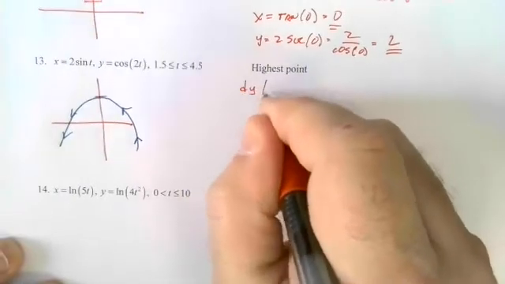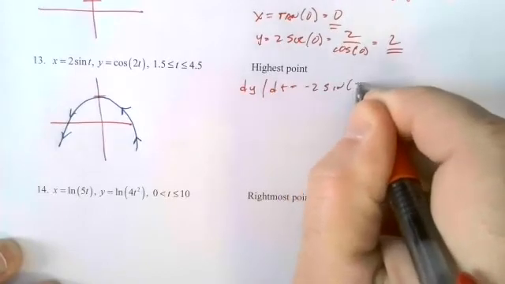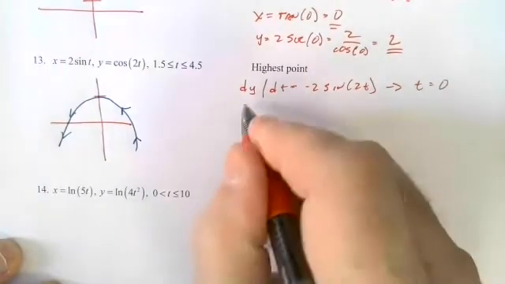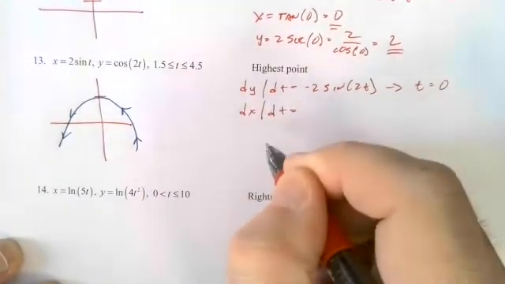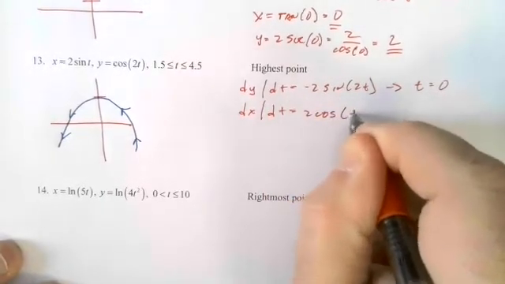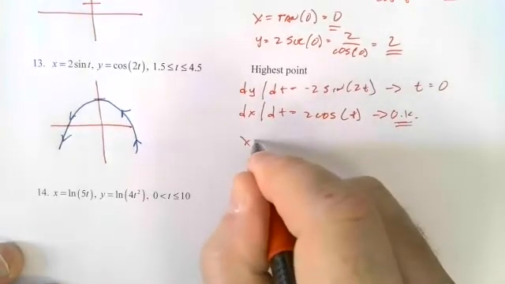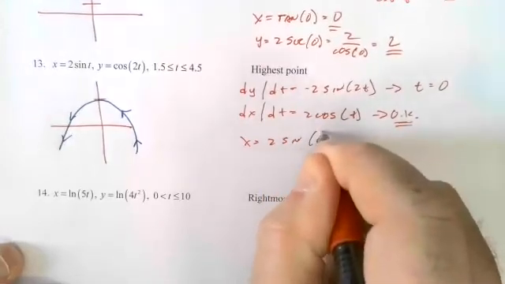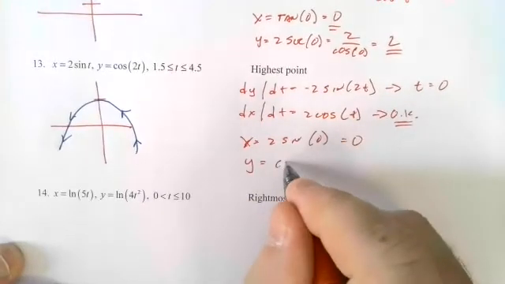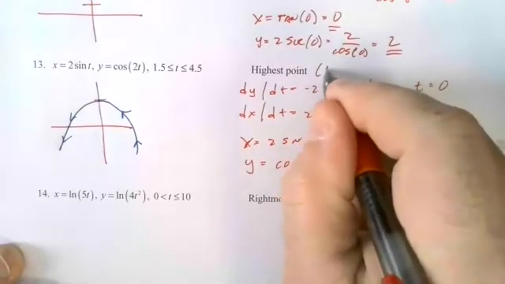Off we go. dy/dt equals -2 sine of 2t. Where does that equal 0? Sine equals 0 when t equals 0. Let's check dx/dt. It's 2 cosine t. We're okay. Plug in 0, we don't get 0, so I'm not dividing by 0. x equals 2 sine of 0, which is 0. y equals cosine of 2 times 0, which equals 1. So (0, 1).